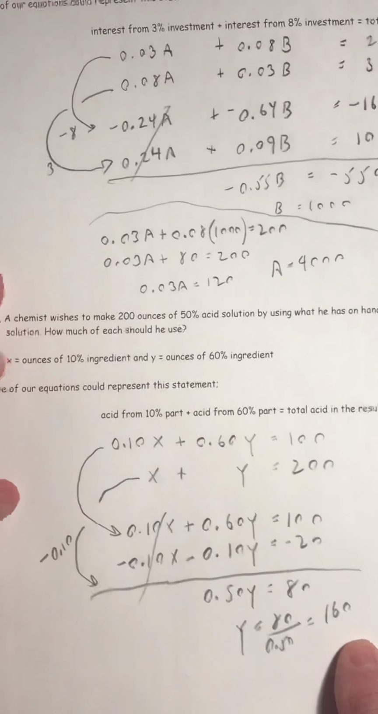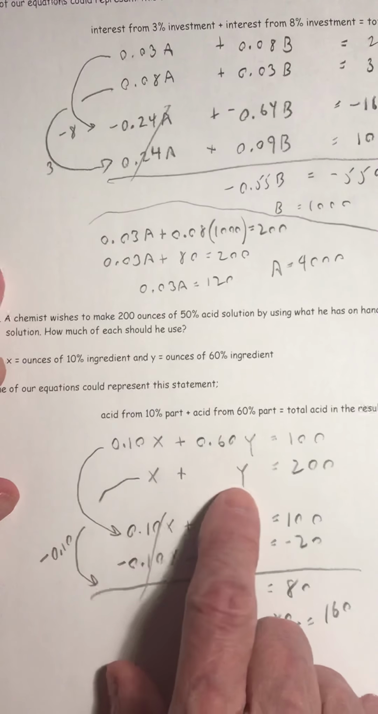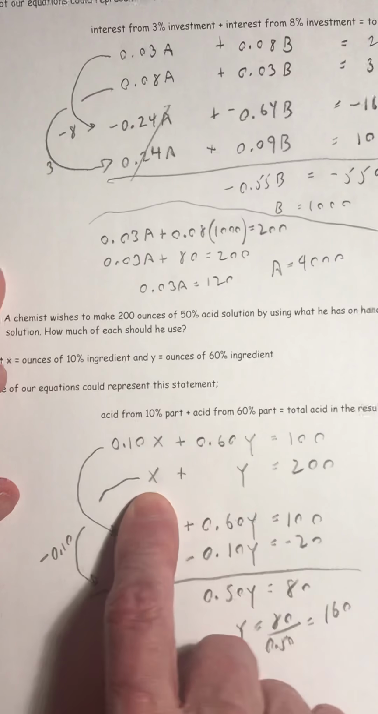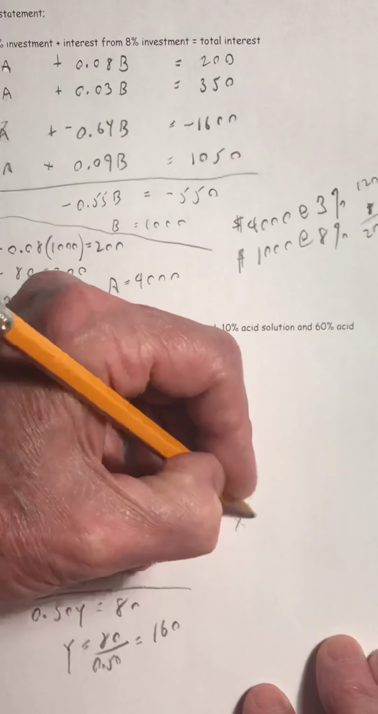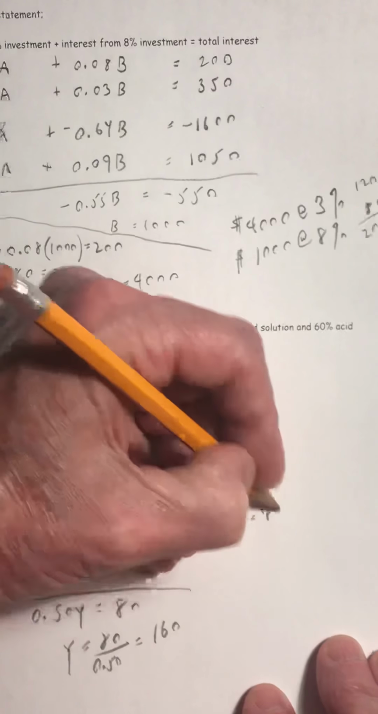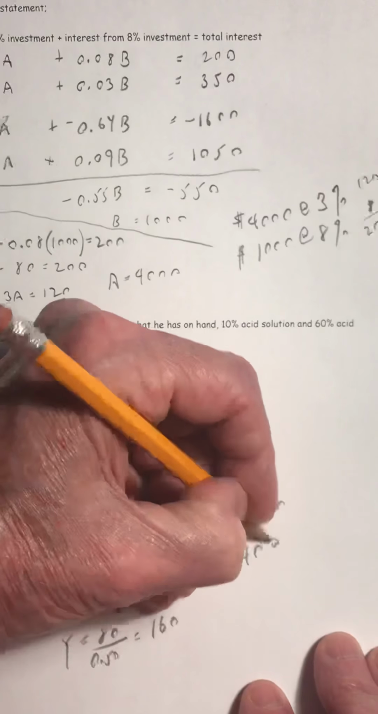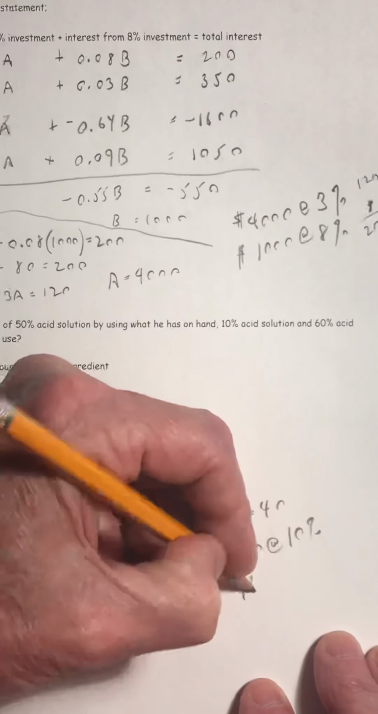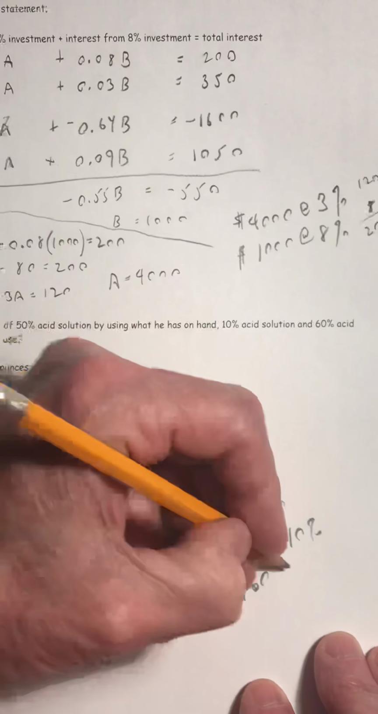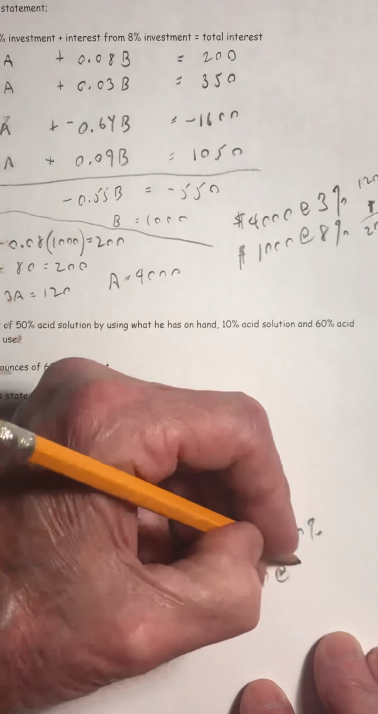And if you just pop that in there, 160 for y, 160 plus 40 would be 200. So the x would be 40. So 40 at 10% and 160 at 60%.